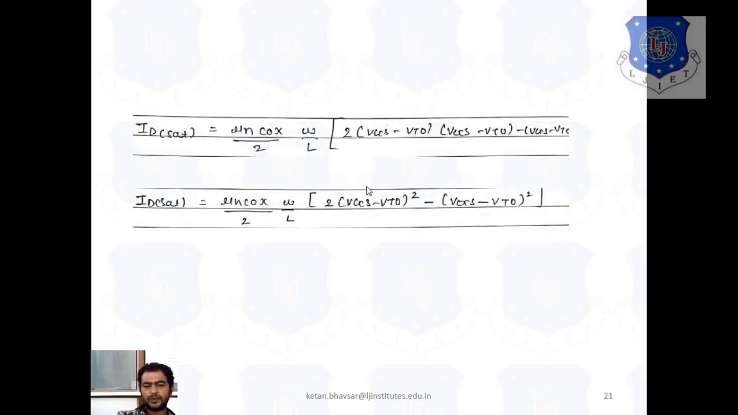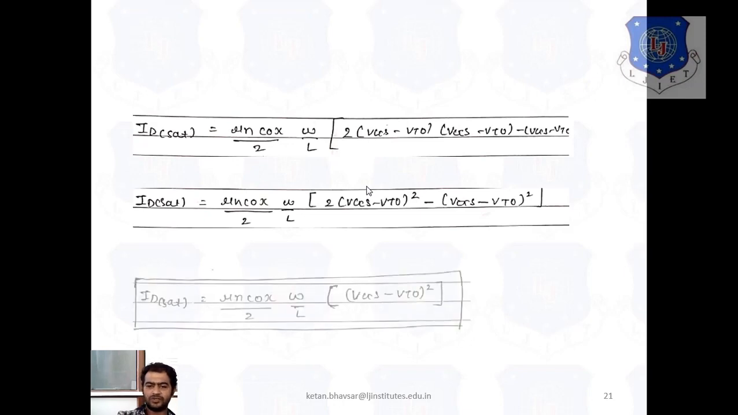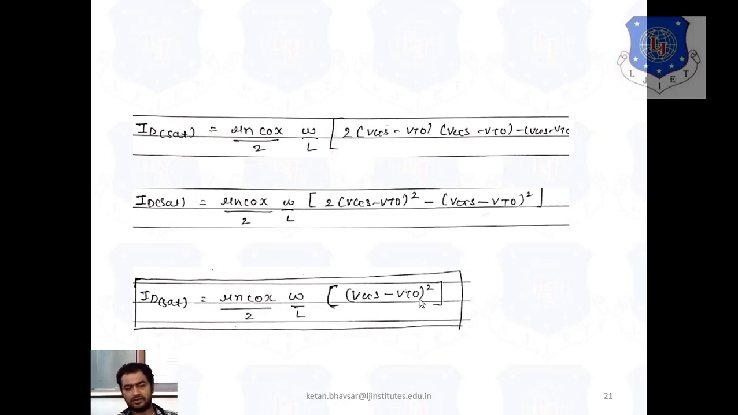After substituting, we get the equation: ID saturation is equal to mu n Cox by 2, W by L, 2 (VGS minus VTO) whole square minus (VGS minus VTO) whole square. After simplifying this equation, we get mu n Cox by 2, W by L, (VGS minus VTO) whole square. So we can easily prove the equation for the linear region and similarly for the saturation region, how we derive and simplify them.